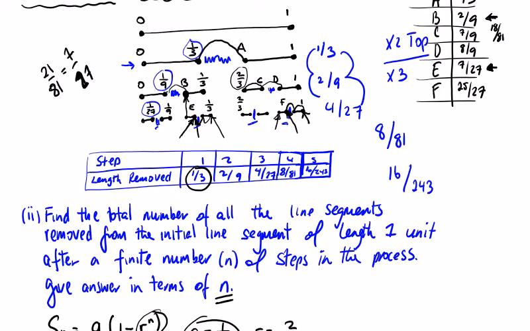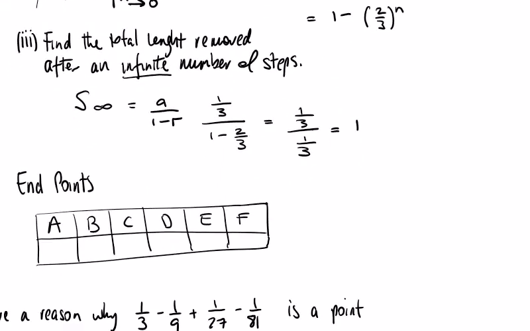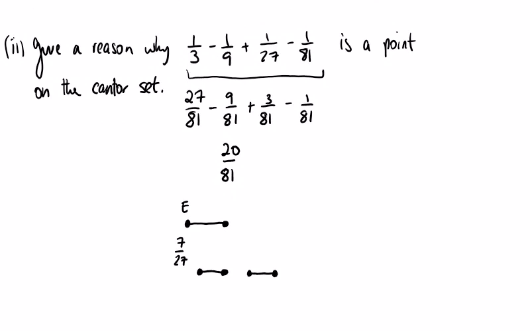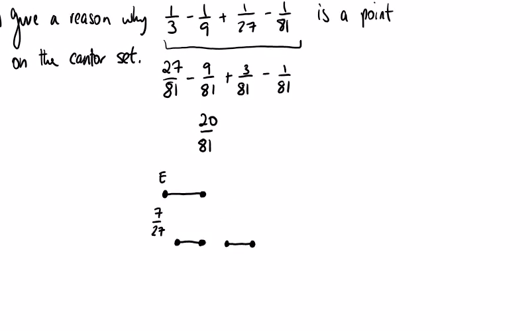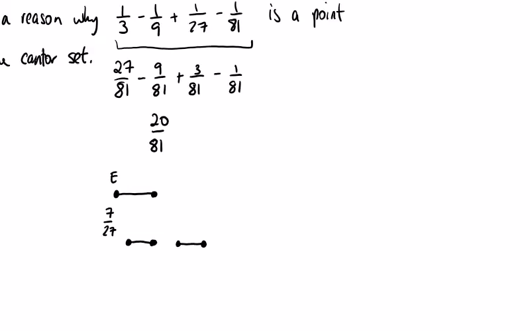And E, we said, was 21 over 81. So let's have a look. 18 over 21 and 21 over 21. We'll end up with E. It's on the right hand side. So that was 21 over 81. So this one will become 20 over 81. This one will be 19 over 81. This will be 18 over 81. So we can see that 20 over 81 is this point here. So it's a point on the Cantor set.